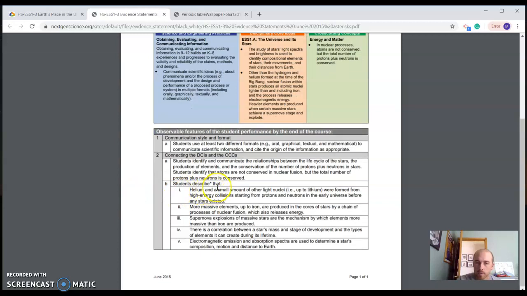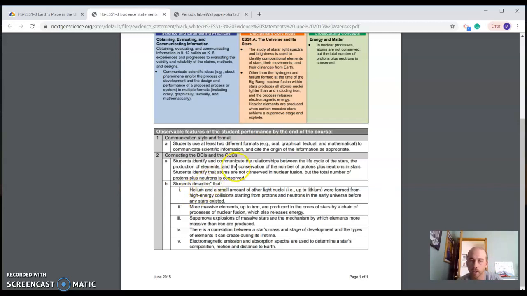Here, students can describe helium and small amounts of other light nuclei, up to lithium, formed from high energy collisions shortly after the universe was created, or expanded. More massive elements, up to iron, are produced in the cores of stars, and supernovas produce things that are heavier than iron.